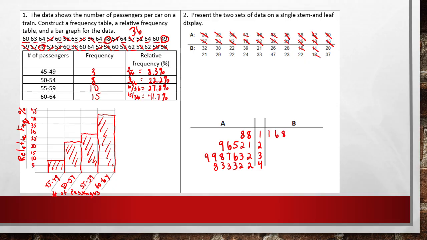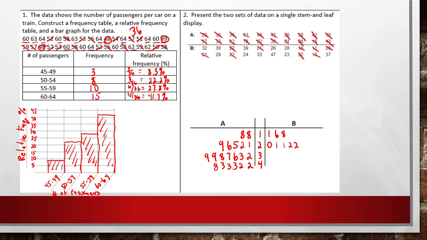Okay, then for my 2s, I go through and I try to find the smallest one, which is 20. So I need a 0. And then I have 2 21s. So one's right there and right there. And then I have 3 22s. 1, 2, 3 of those. So I need 3. Wrote the wrong number there. 3 2s.